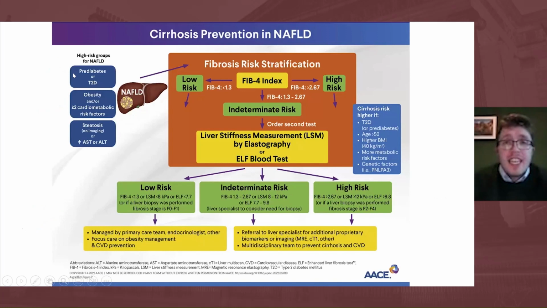Here we can see a flow chart, a little bit complicated, and it shows you how this score can be used to categorize patients as low risk, where they can be discharged from further follow-up, or high risk, where they need more intensive monitoring and treatment and potentially referral to hepatology services. There's also an intermediate risk group who, after they've been identified, undergo second order testing with either further biochemical testing like the ELF blood test or liver stiffness through a FibroScan.